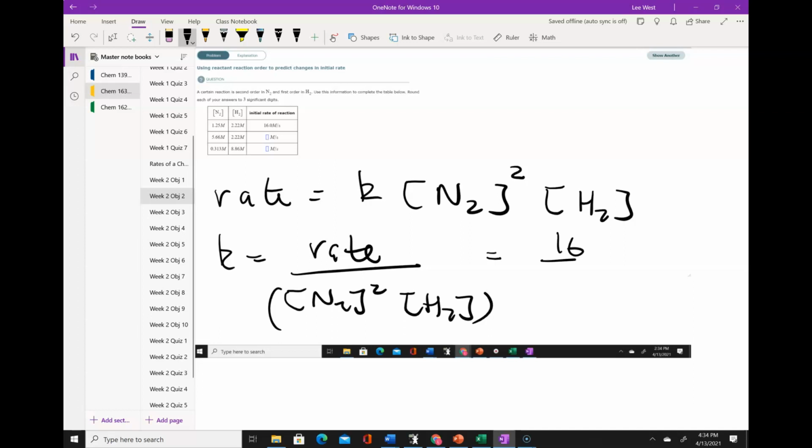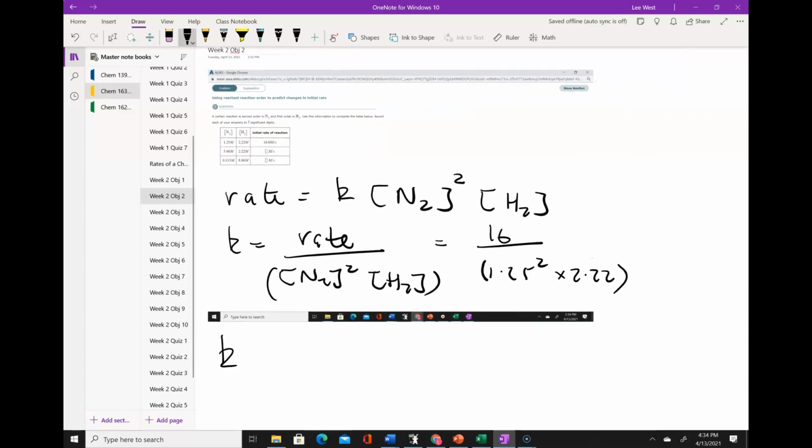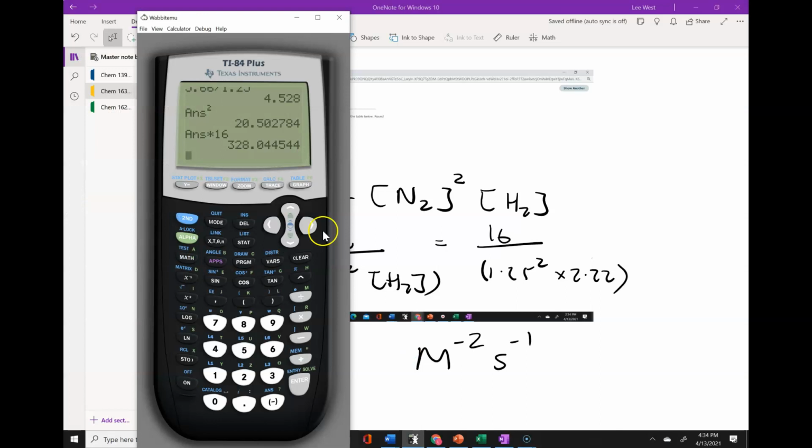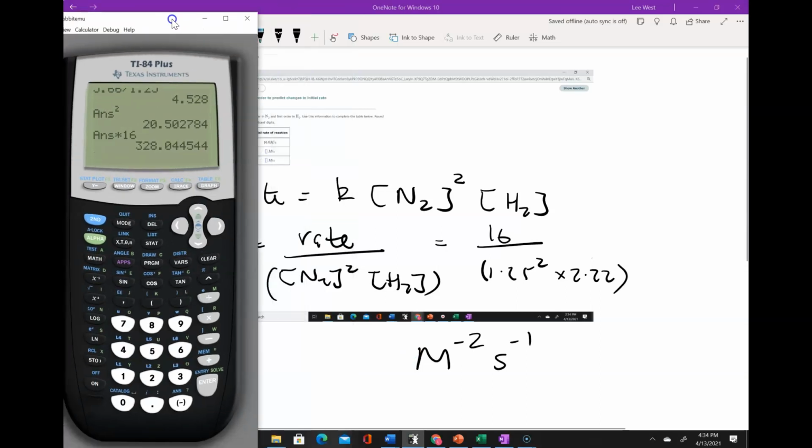So we've got 16 divided by 1.25 squared times 2.22. And we don't have to worry about thinking about what the units for K are if we don't want to. I know what they're going to be: molarity to the minus 2, seconds to the minus 1. Because we're just using this for our intermediate calculation, and just quickly doing this, that's going to be, I think, 4.6 thereabouts. So 16 divided by 1.25 squared. I should have put my parentheses in there.